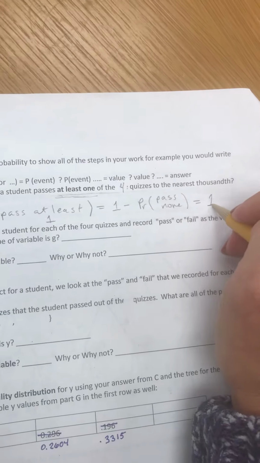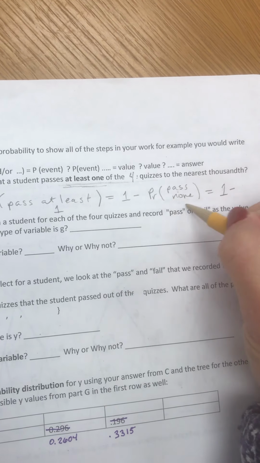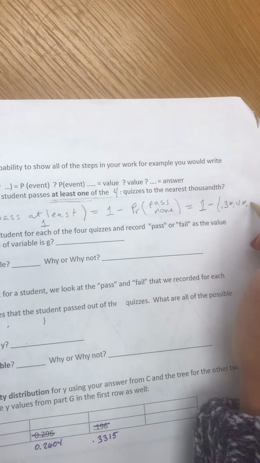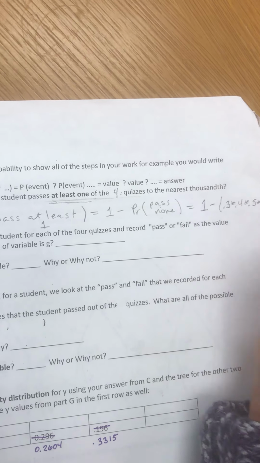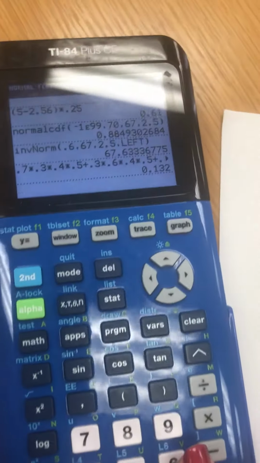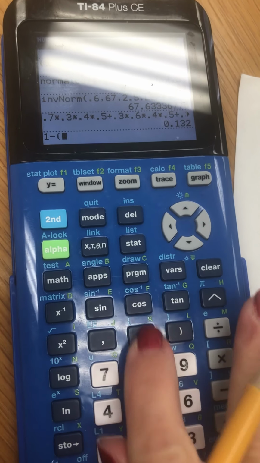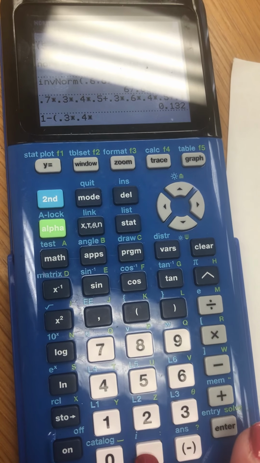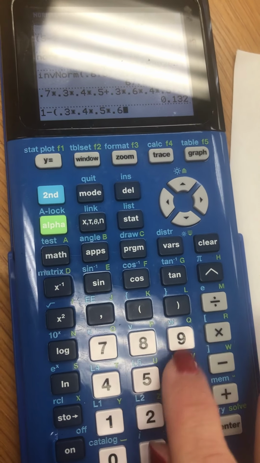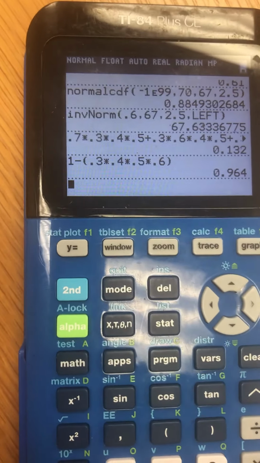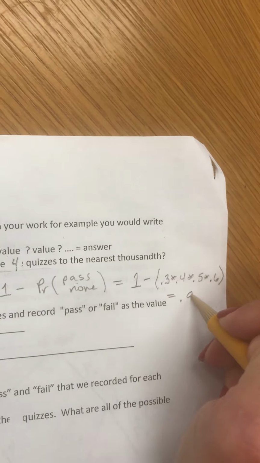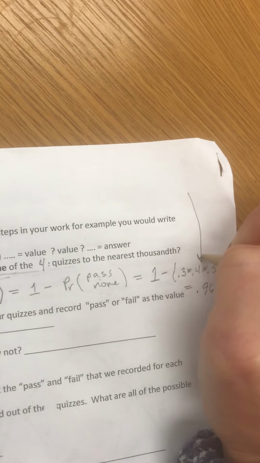So 1 minus the probability I pass none, I fail them all, and this is 0.3 times 0.4 times 0.5 times 0.6. Just quickly getting that in the calculator, I'm going to say 1 minus 0.3 times 0.4 times 0.5 times 0.6. The likelihood that I pass at least one is 0.964. So that is 0.964.